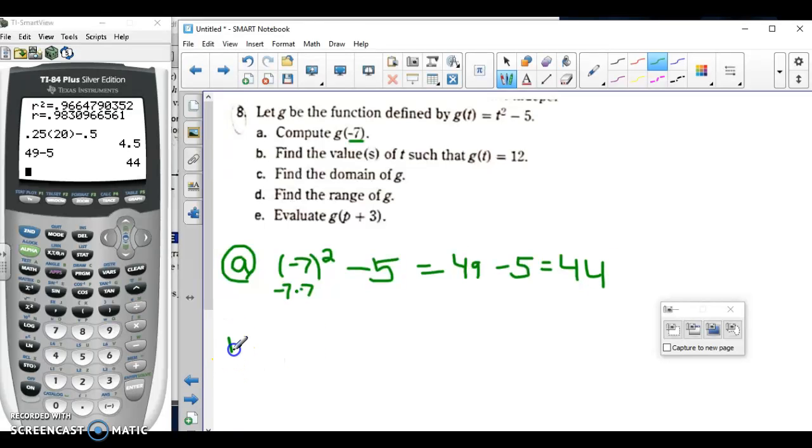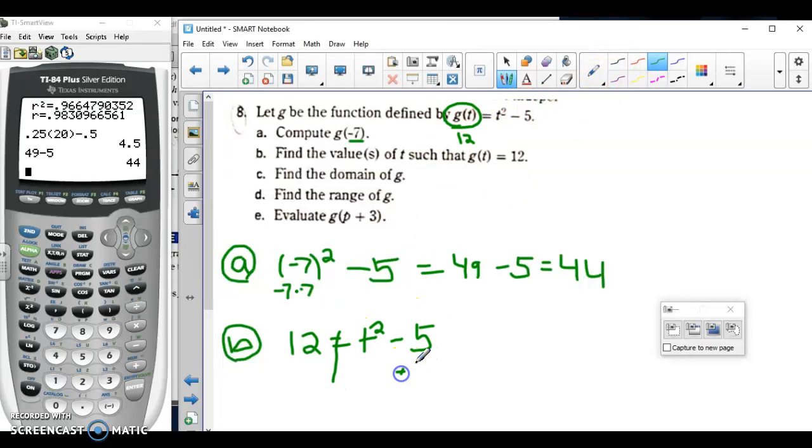Okay? Part B, find the value t such that g of t equals 12. So we're thinking, when is 12 equal to t squared minus 5? And you guys can do this, right? G of t, instead of this right here, this is now going to become 12, right? This is a simple equation y'all can solve, right?